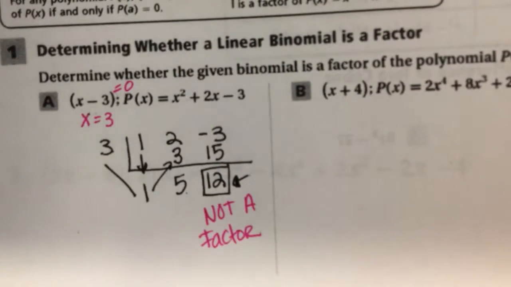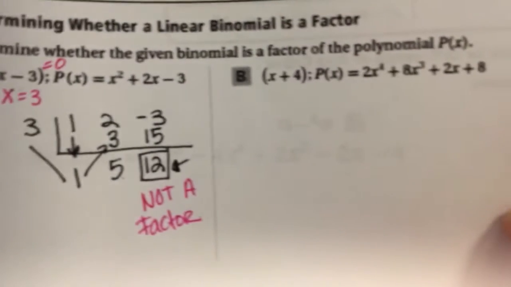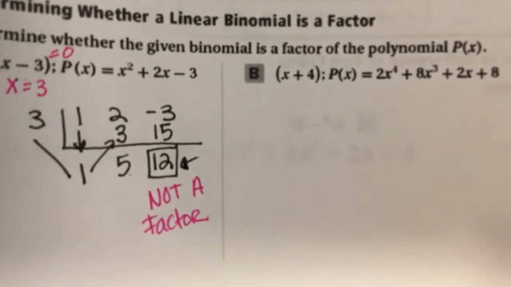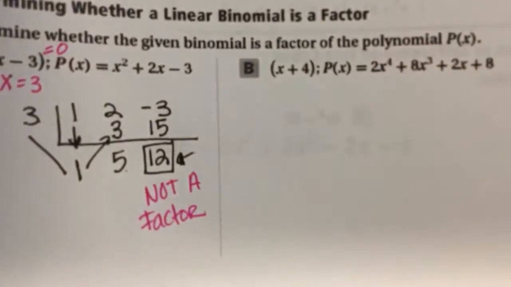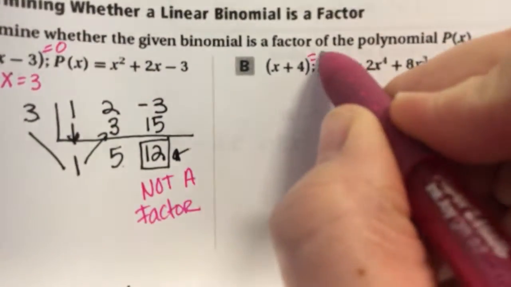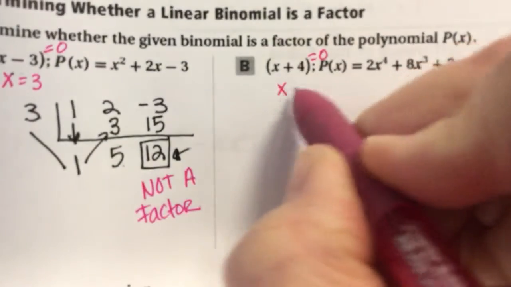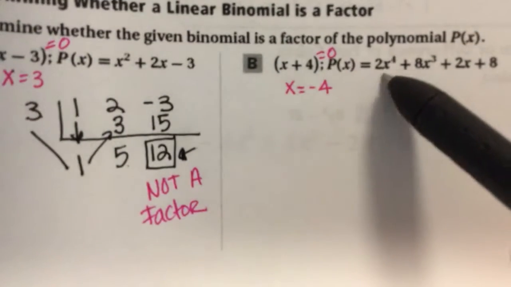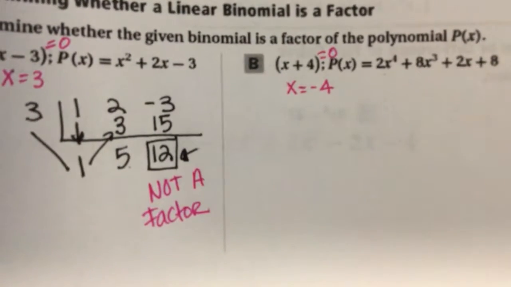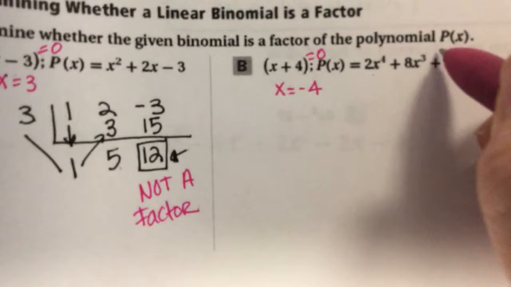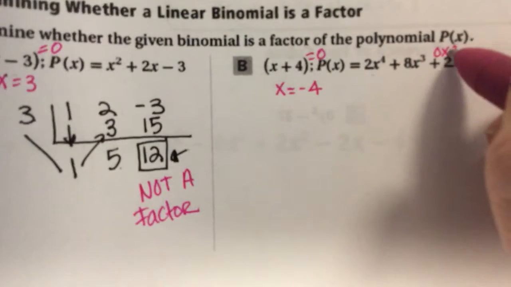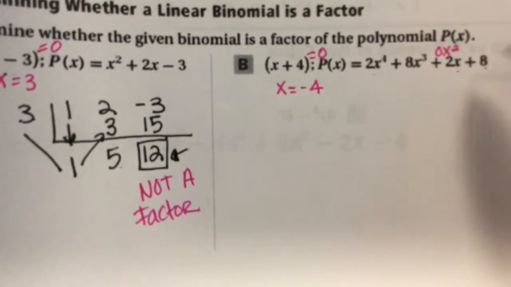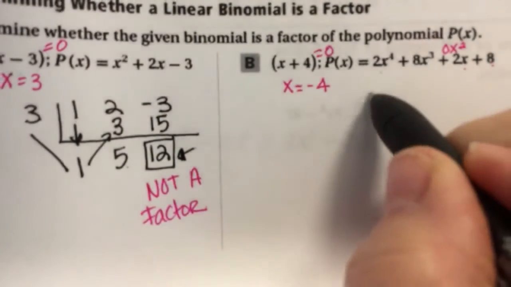Let's go to example B. If at any time you think this is moving just a little bit too fast, just ask the sub to press pause so that you can catch up. So the first thing we're going to do is set this one equal to 0. X is going to be equal to negative 4. Okay. This goes 4, 3, we're missing a term. Okay, the term that we're missing is the 0x squared. So it goes 4, 3, 2, 1, none. So now we have everything accounted for.